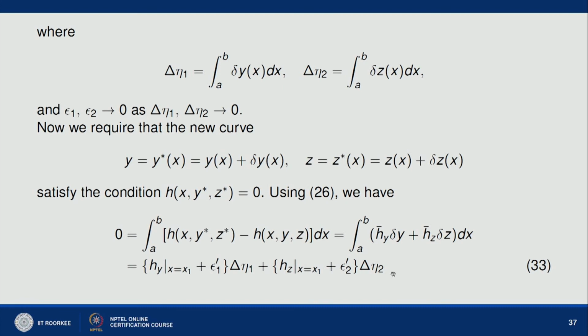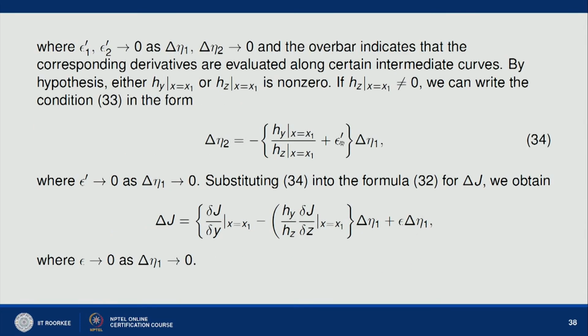So, this is also similar to your previous theorem. Since this quantity is equal to 0, you can calculate delta eta 2 in terms of delta eta 1, by assuming that h_z is non-zero. This is already known because we already know that the partial derivatives of h with respect to y and z are non-zero. So, you can write delta eta 2 in terms of delta eta 1.